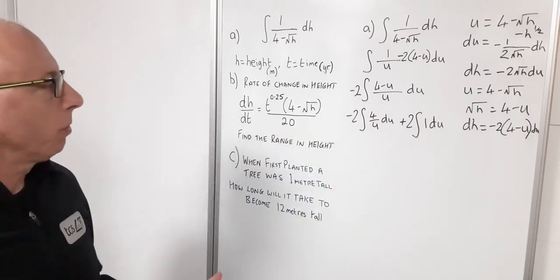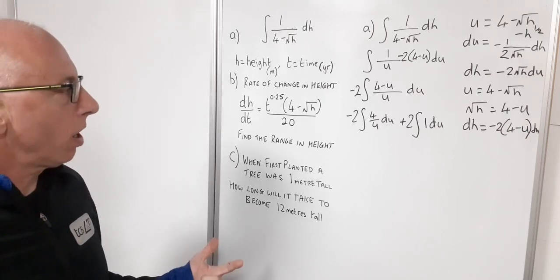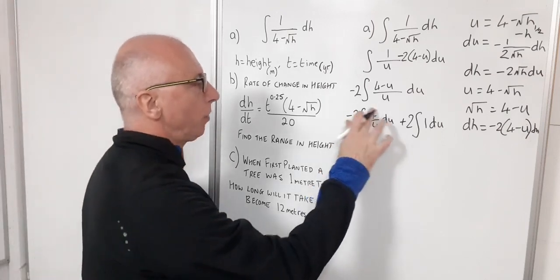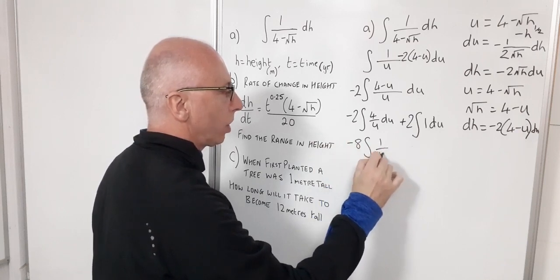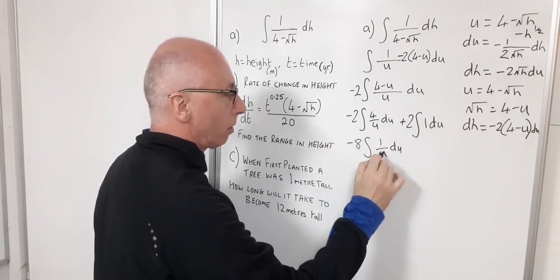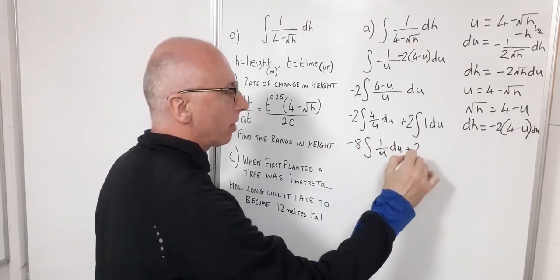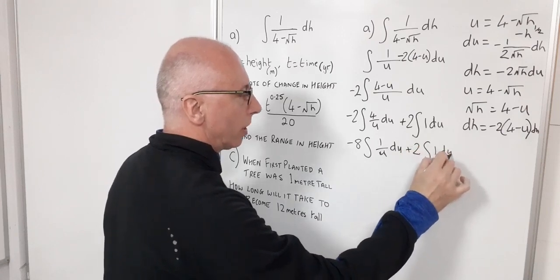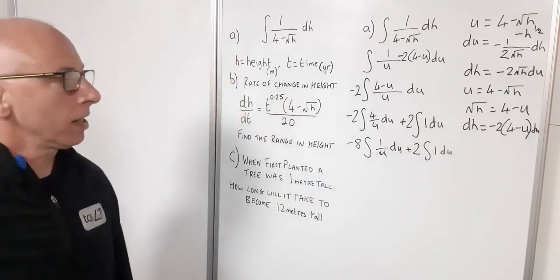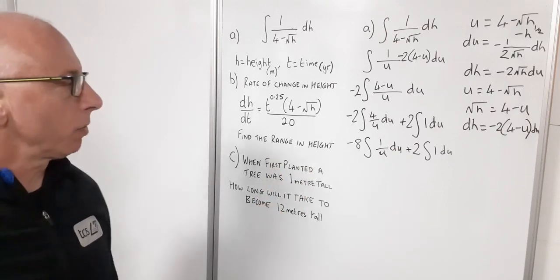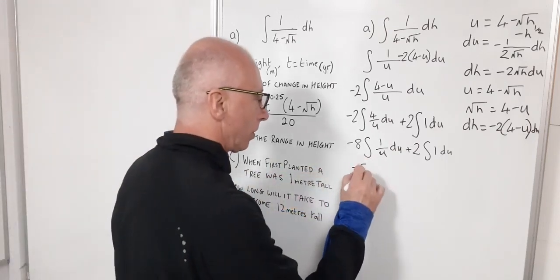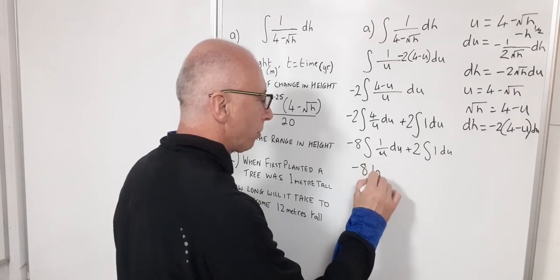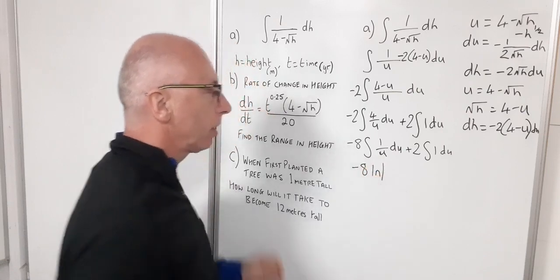Okay, well now we're almost ready to go straight into our integration. I'm just going to bring this 4 out to the front. So we've got minus 8 times the integral of 1 over u du. So we know how to integrate that. And then 2 times the integral of 1 du. 2 nice easy integrals for us to do with our u substitution. So this is just the natural log. So I've got minus 8 times the natural log, absolute value.